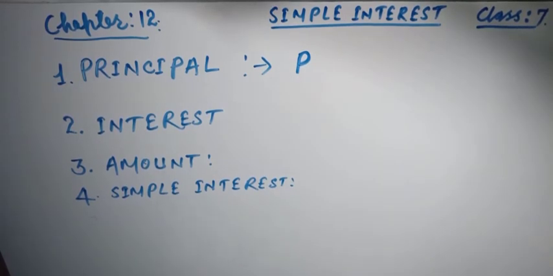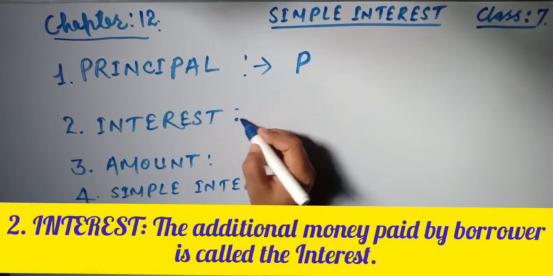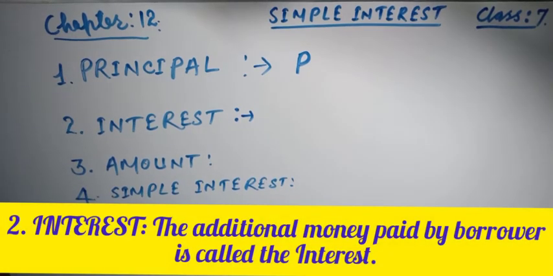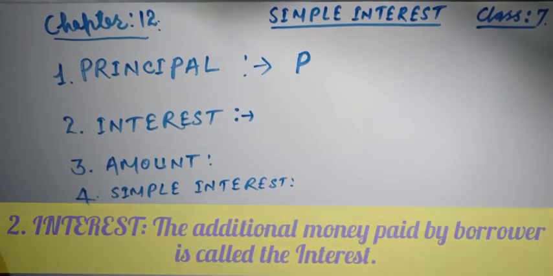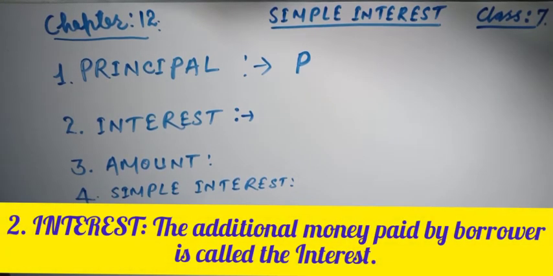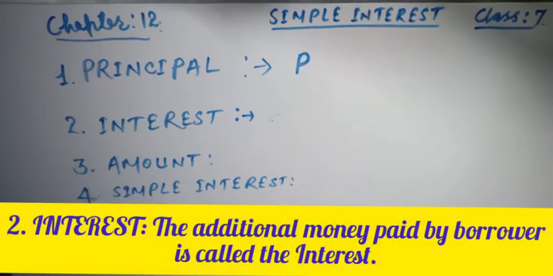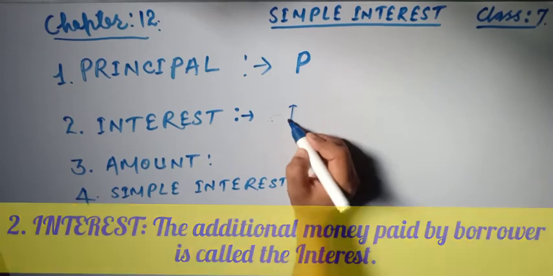Now see the next, interest. Here friends, the additional money paid by the borrower is called the interest. The additional money paid by the borrower is called interest, friends, and it is denoted by capital I.